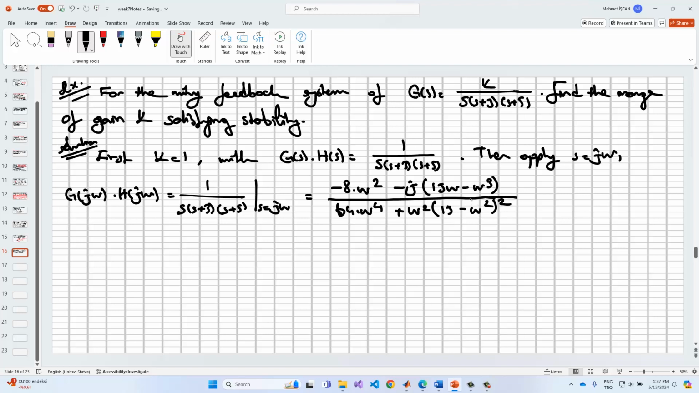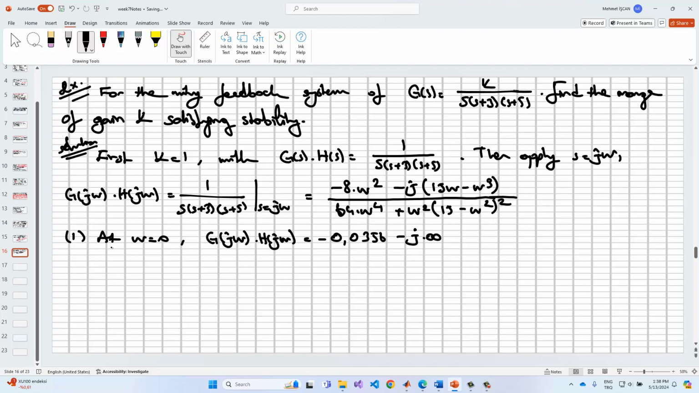Okay, and so in the first place we need to evaluate at w equals 0. Then G(jw)H(jw) is equal to 0.0356 minus j infinity. Okay, at this one, because of this, the zeros, at 0, and this 0, and also 0.